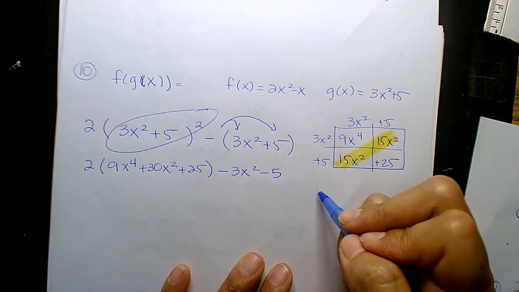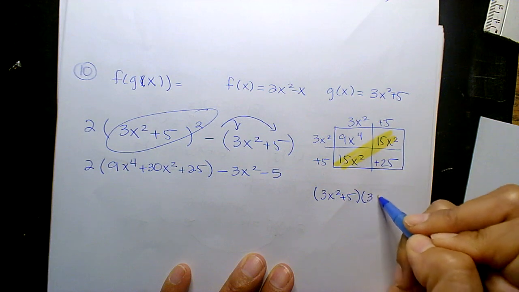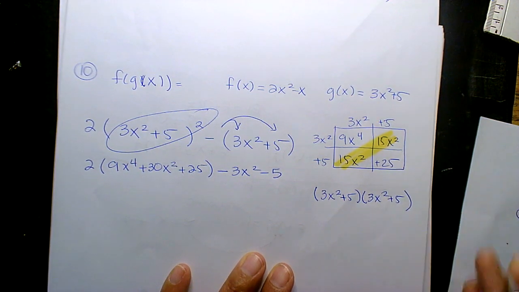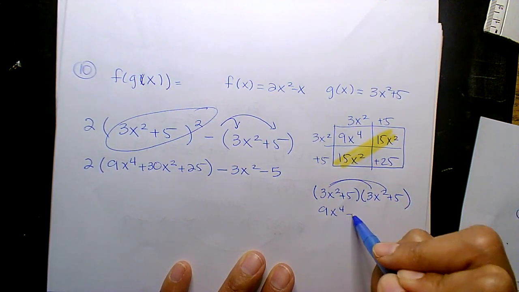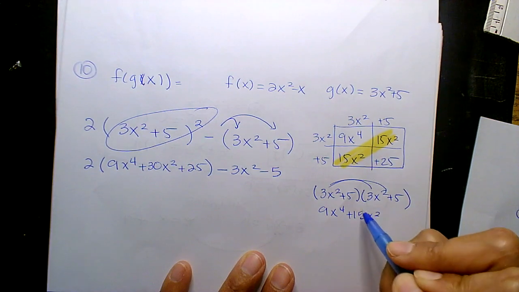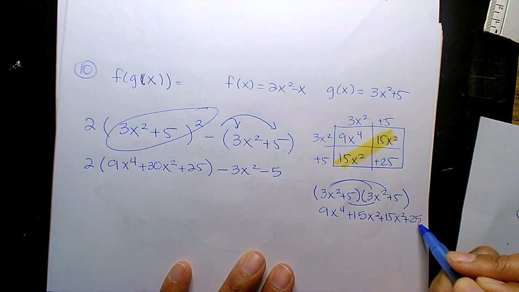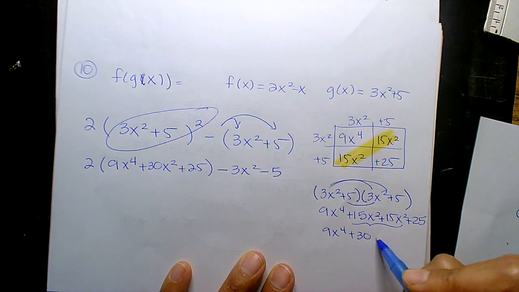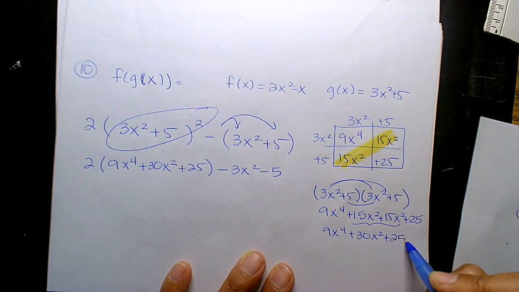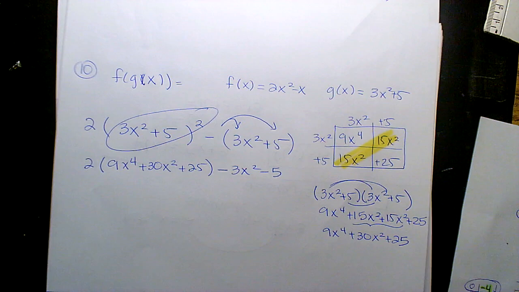Now if you want to do the arrows, the foiling, the arrows. 9x to the 4th, 15x squared. It's barely going to fit. Combine your like terms. So I get the same, right? So just your preference. Just remember on this, let me get a different color.